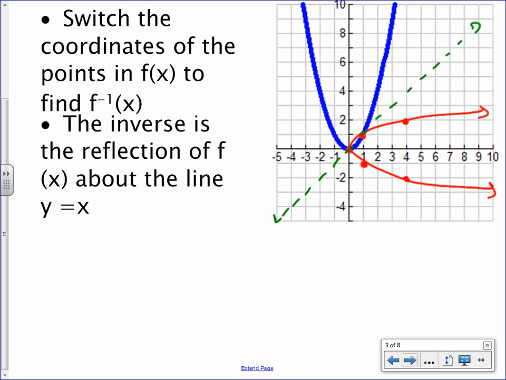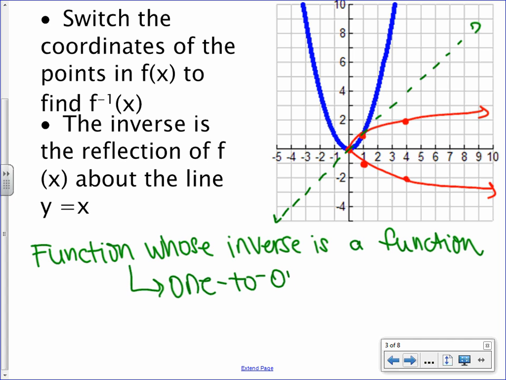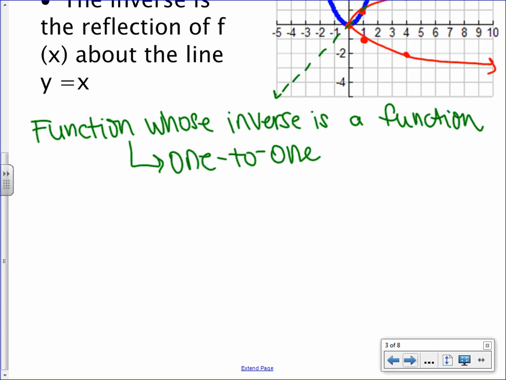When a function's inverse is also a function, that is called a one-to-one function. We call that one-to-one. Its inverse is a function as well. So not all graphs are going to have an inverse.